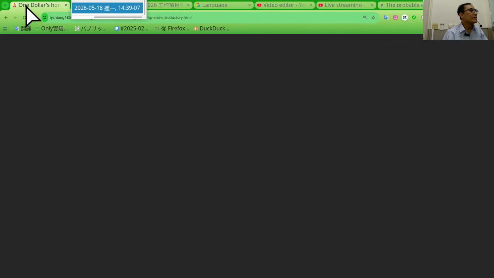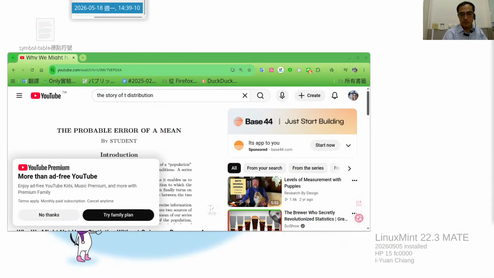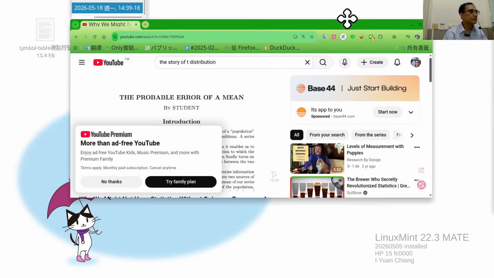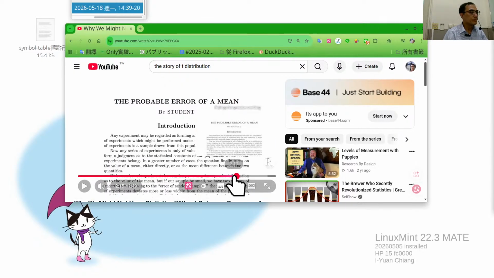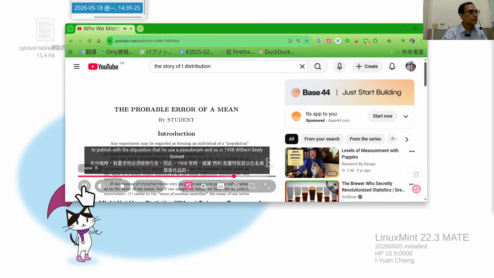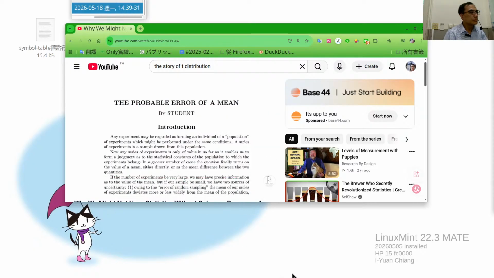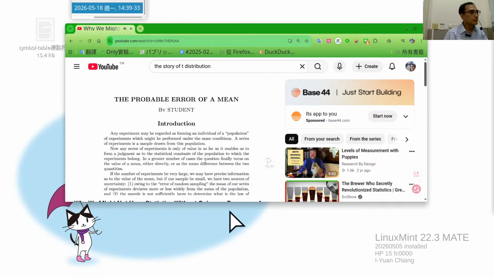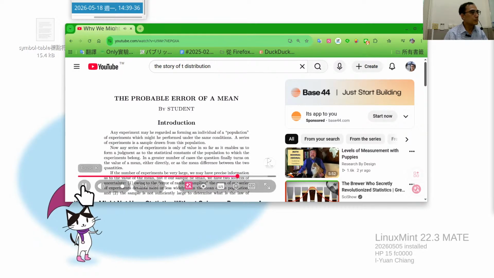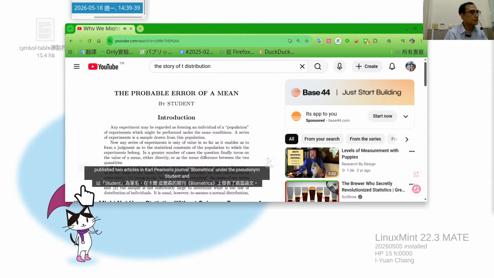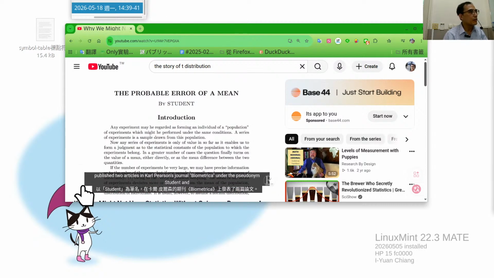Right, now this one. So in 1908, William Sealy Gosset published two articles in Karl Pearson's journal Biometrika. The year of 1908. Did you get it?